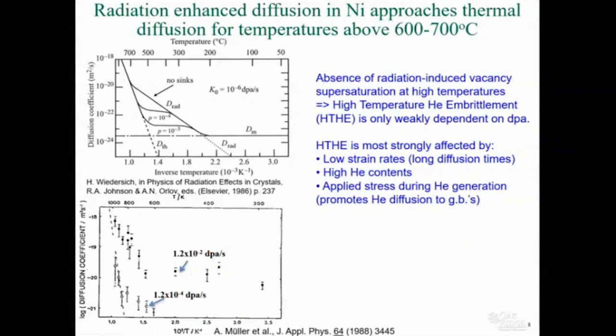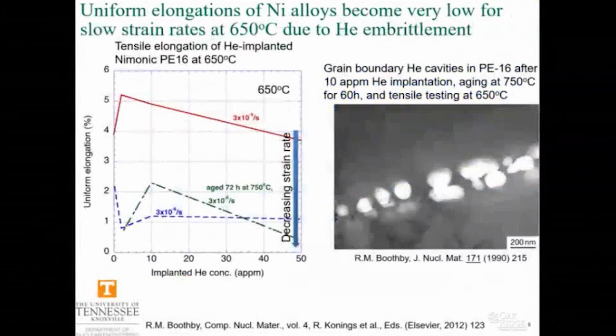And also if you apply a stress, which again, you're going to have some mechanical stress, even in a molten salt reactor, it's got to hold its own weight. That stress will also promote the diffusion. We're not worried about dpa. We're worried about strain rates. We're worried about total helium content, and we're worried about applied stress. That is a summary of what happens.